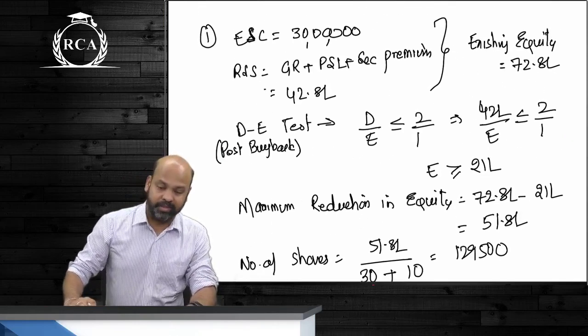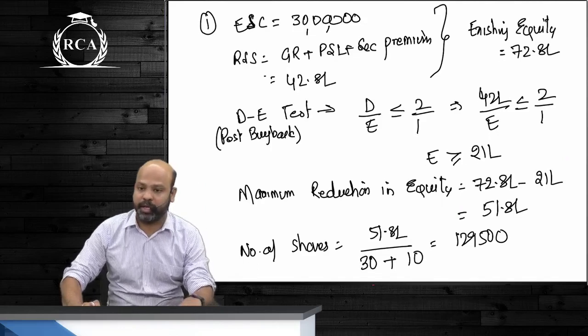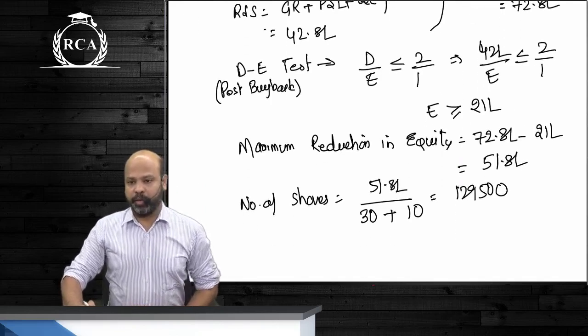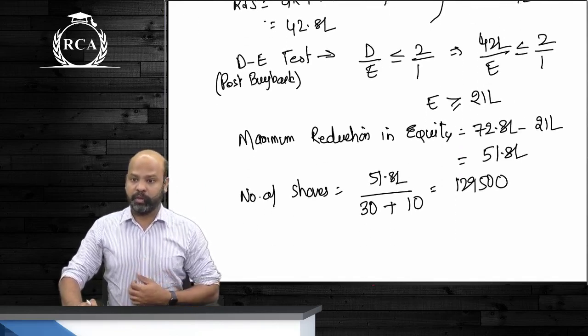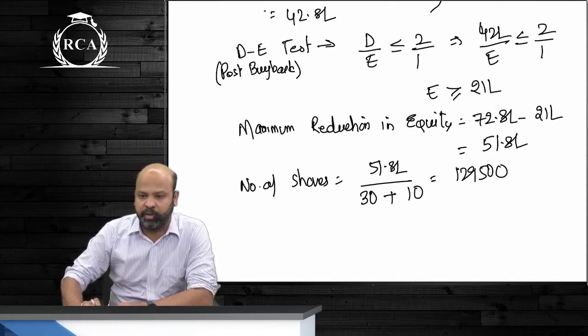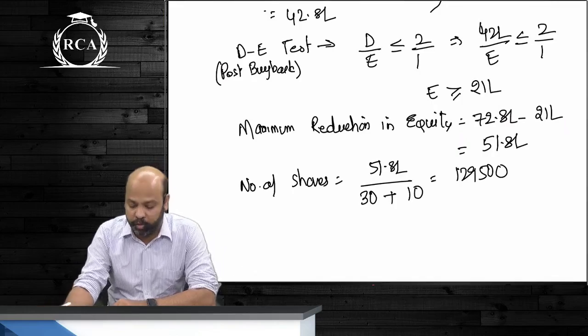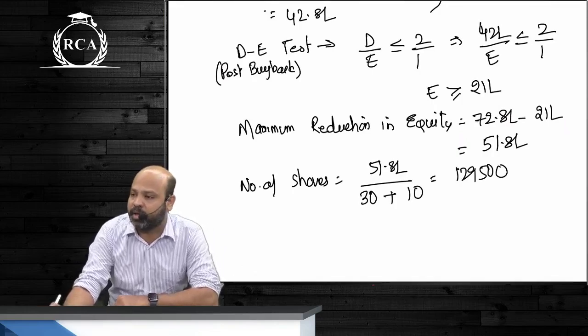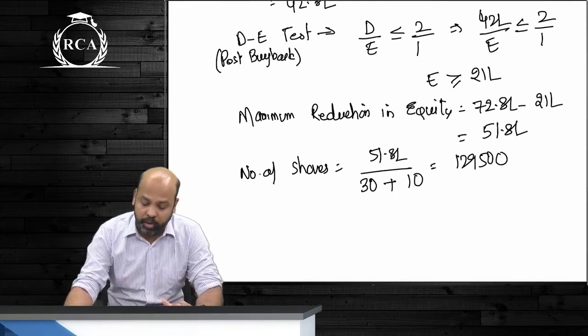1,29,500. So your existing equity is 72.8 lakhs. Post buyback equity, guys, is 21 lakhs. The maximum reduction in equity is 51 lakh 80,000. That we are dividing by 30 plus 10, 40 rupees. You will get the number of shares as 129,500. Look at the options that are given there, guys.